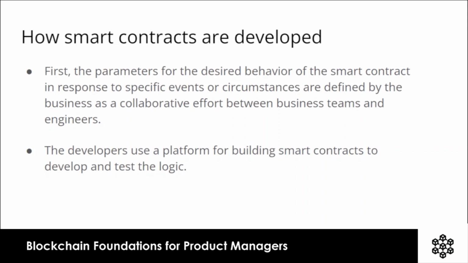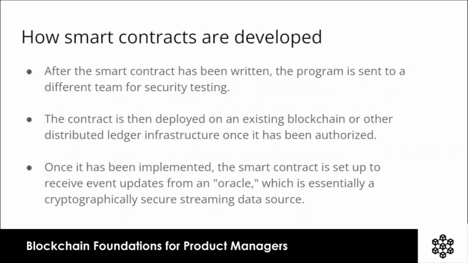Developers use a platform for building smart contracts to develop and test the logic. After the smart contract has been written, the program is sent to a different team for security testing. The contract is then deployed on an existing blockchain or other distributed ledger infrastructure once it has been authorized.